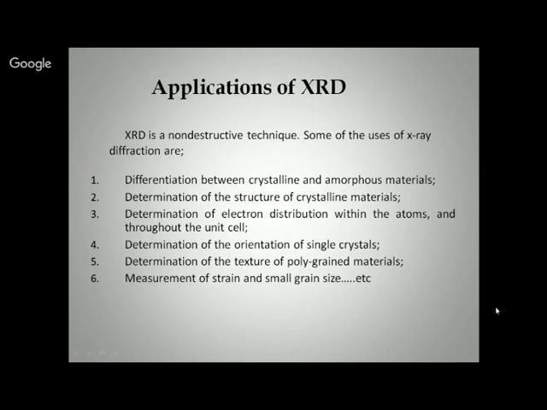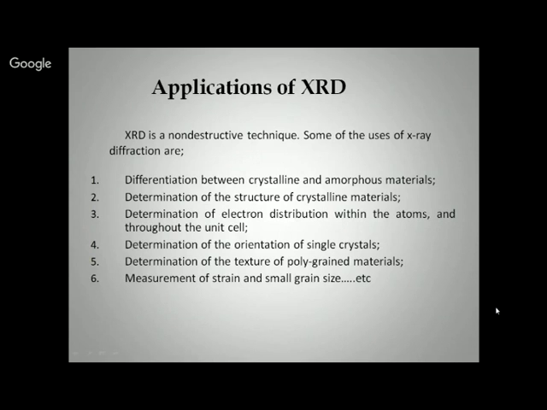Fourth one is determination of orientation of single crystals. Single crystals are those crystals in which you have no grains; you have a single grain. That means the whole material is arranged in a particular manner. Single crystals are very important, but it is very difficult to grow them. That's why we are moving towards polygrain materials. They give similar properties, but not like those of single crystals.